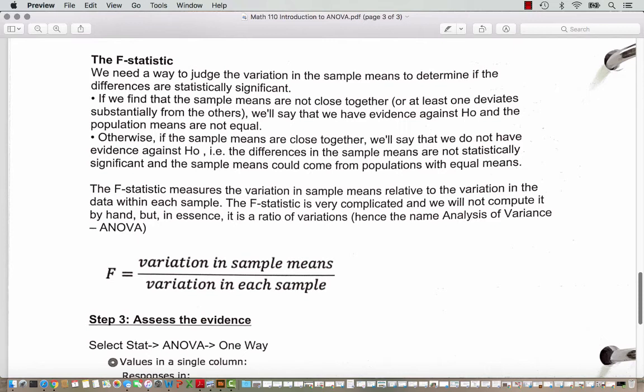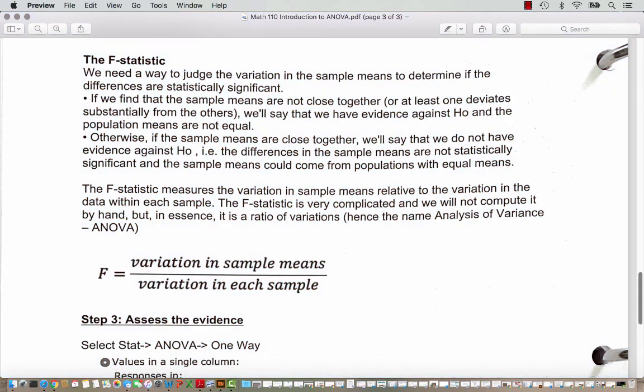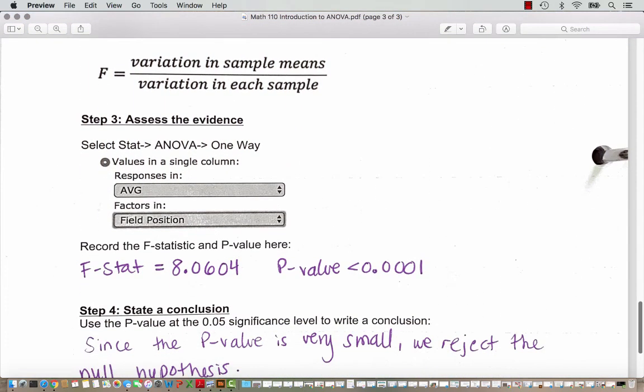with equal means. So the F statistic measures the variation in sample means relative to the variation in the data within each sample. The F statistic is very complicated, and we will not compute it by hand, but in essence, it's a ratio of variations, hence why it's named the analysis of variance. It's a calculation of the variation in those sample means and the variation in each sample. If you take an advanced statistics class, you can see the formula. For our class purposes, we are very happy that StatCrunch will do this calculation for us.